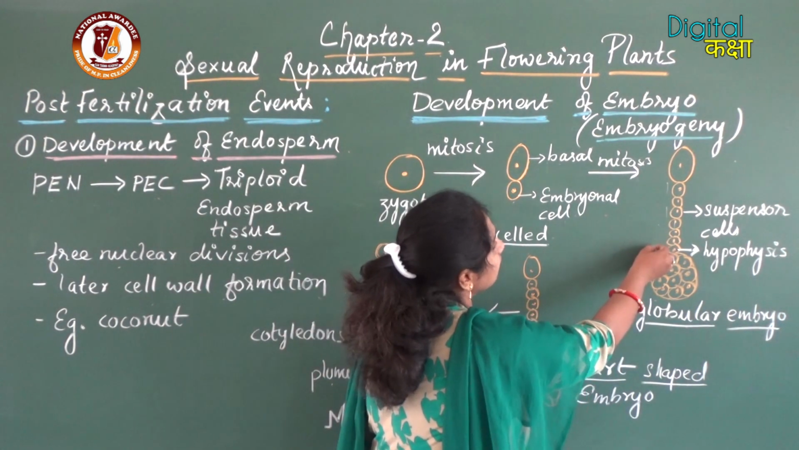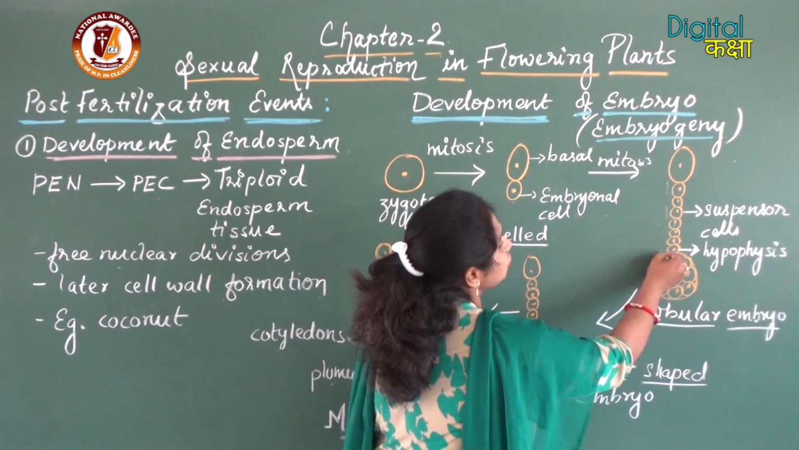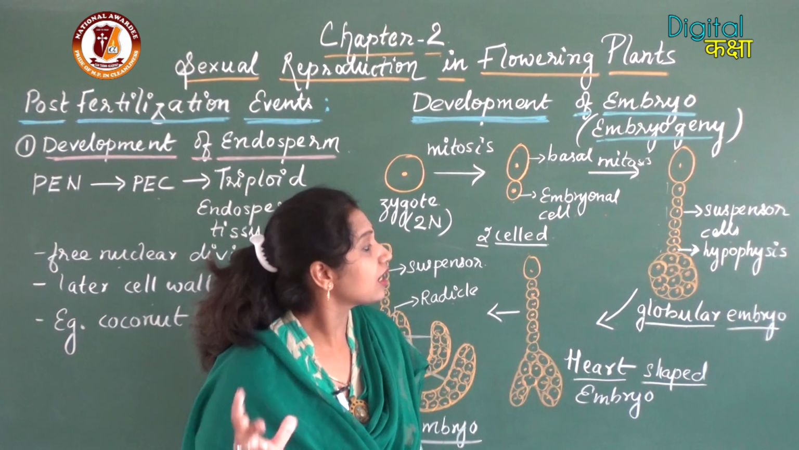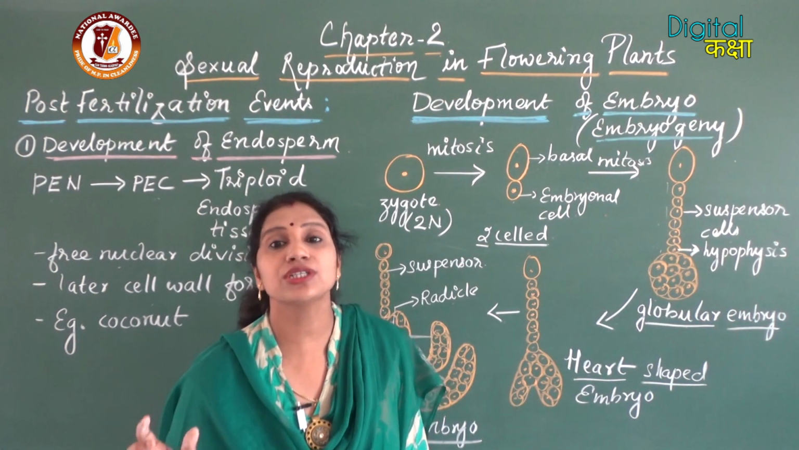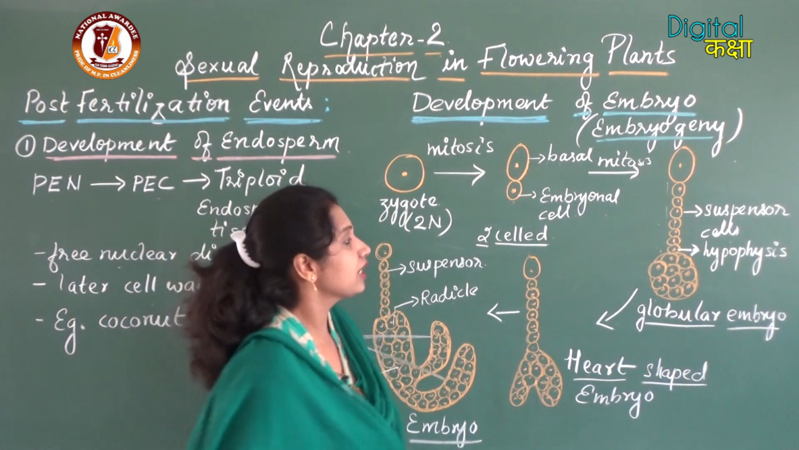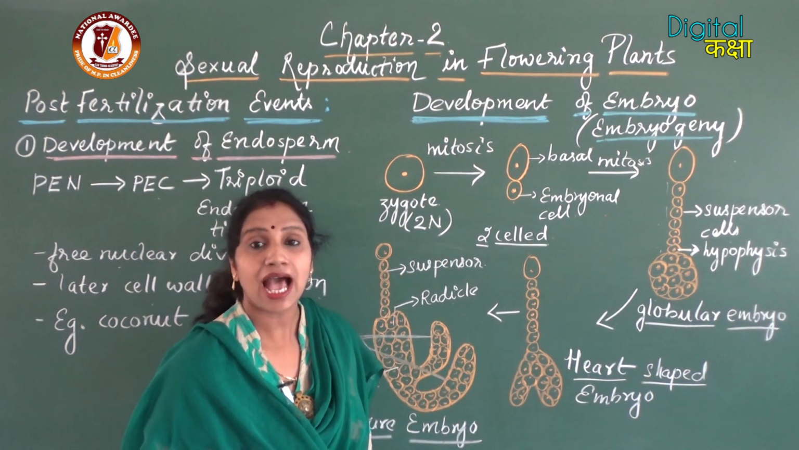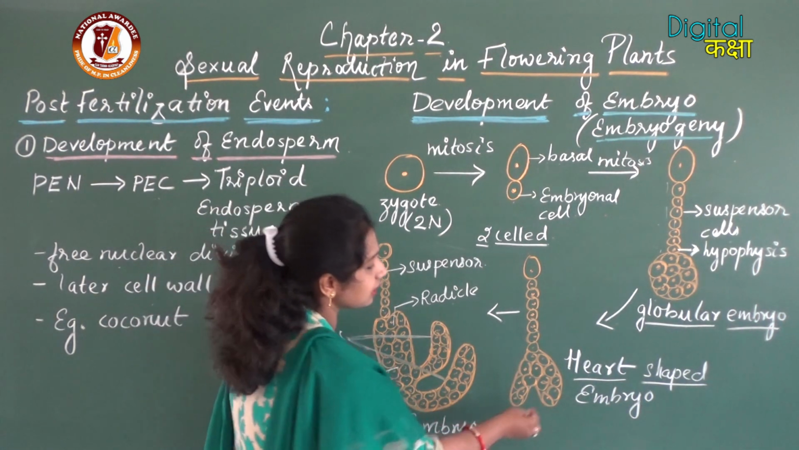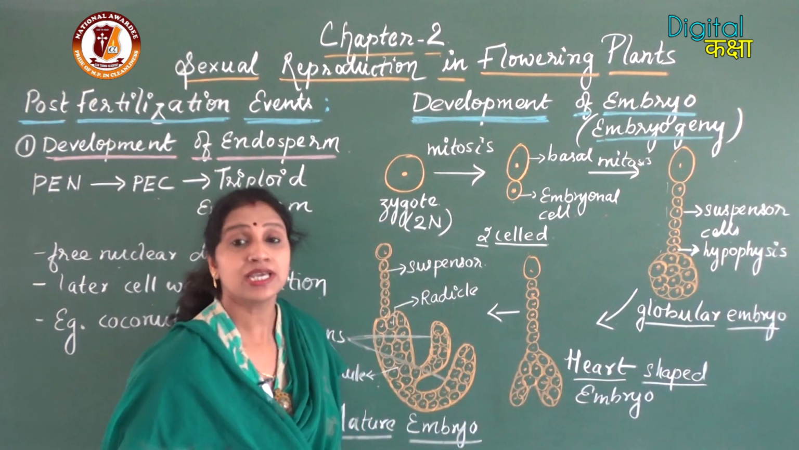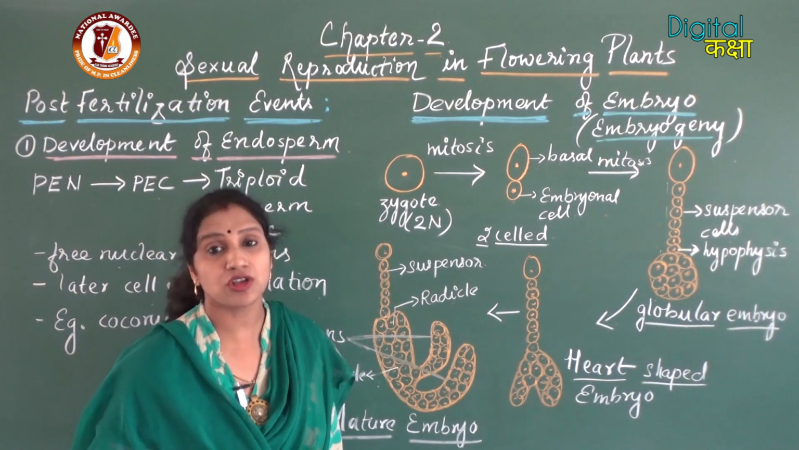So the division will occur. The basal cell will divide to form the suspensor cells, which is a linear chain of cells, and the embryonal cell will form the globular embryo by continuous divisions. This is called the globular embryo stage. Now, in the globular embryo stage, slowly an invagination or a furrow formation occurs, which results in the heart-shaped embryo, and it is called the heart-shaped embryo stage. This furrow formation is important for the formation of cotyledons.